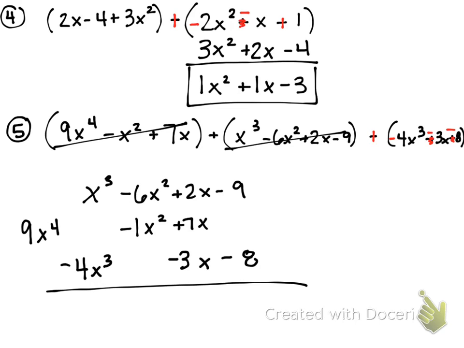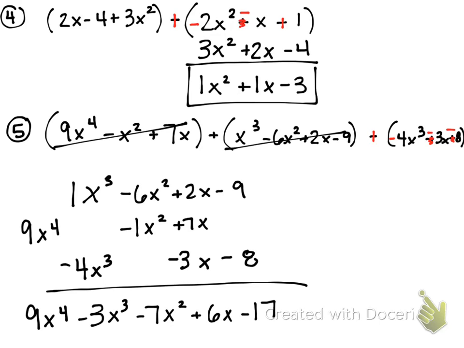So does 9x to the 4th have any like terms? Nope, so we just bring them down. Positive 1x to the 3rd minus 4x to the 3rd is negative 3x cubed. Negative 6x squared and negative 1x squared is negative 7x squared. 2x and 7x is 9x. 9 minus 3 is 6, okay? And then negative 9 and negative 8 is negative 17. So that should have been your final answer for number 5.